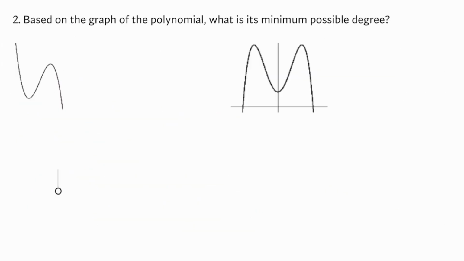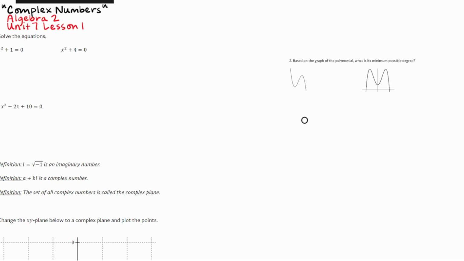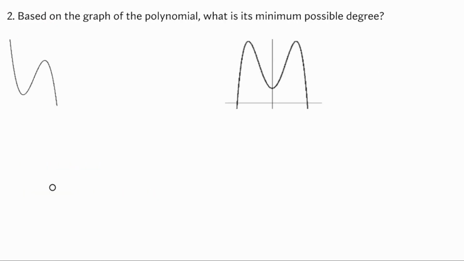Now in this one, based on the graph of the polynomial, what's its minimum possible degree? I really think the only thing we can use to determine that is the number of relative extrema, the number of turning around points. So we're here, 2 of these, that means we've got at least a degree 3. Looks like it's got a negative leading coefficient. The minimum possible degree would be 3, based on the fact that it has turned around twice. And then this one would be minimally degree 4, because it has 3 relative extrema.